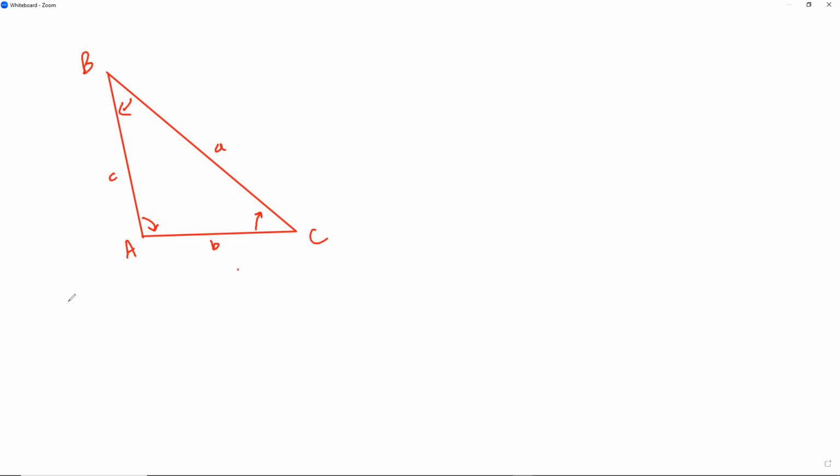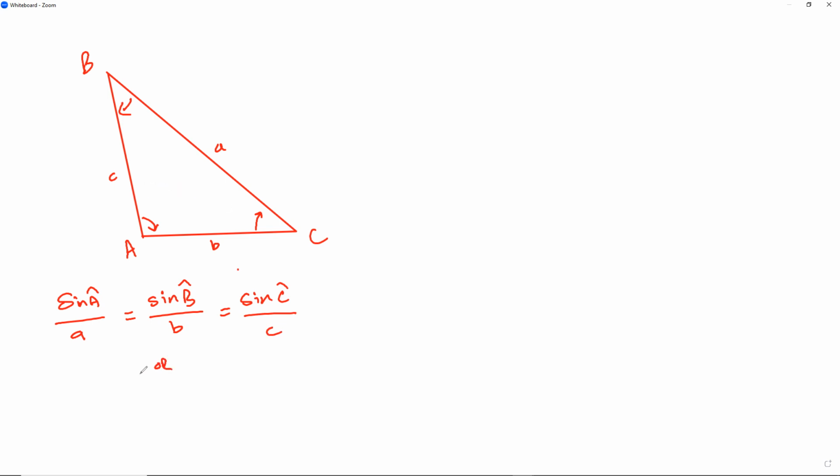And the formula is that if we have sine of angle A and we divide it by the length of A, the opposite side, it'll always equal the sine of angle B over the opposite length B. And likewise, it will equal sine angle C over C this way.